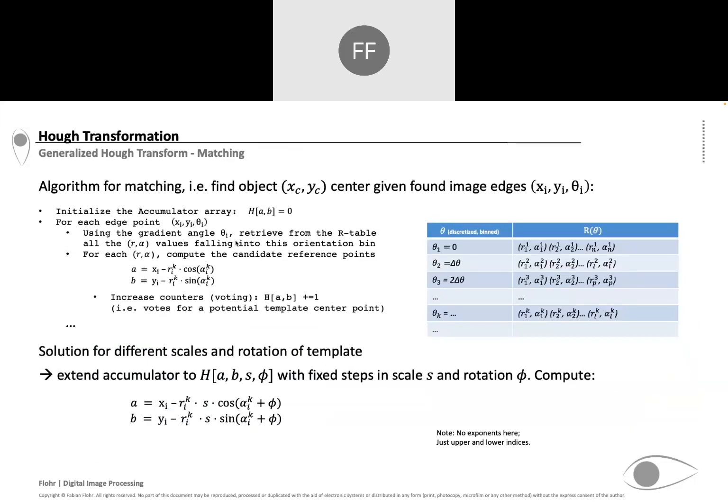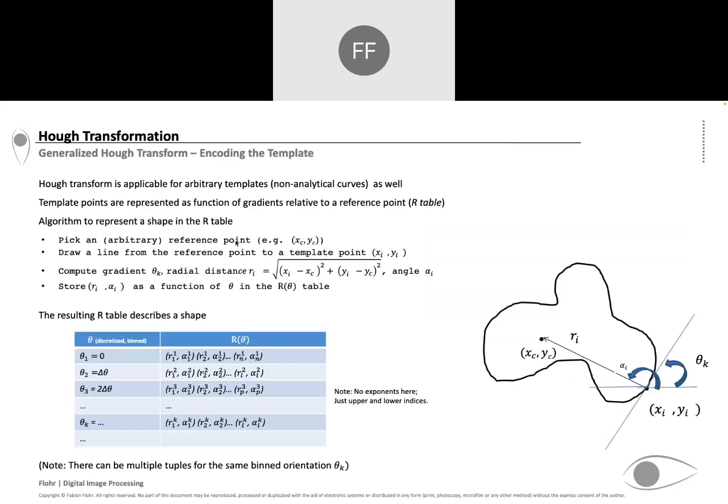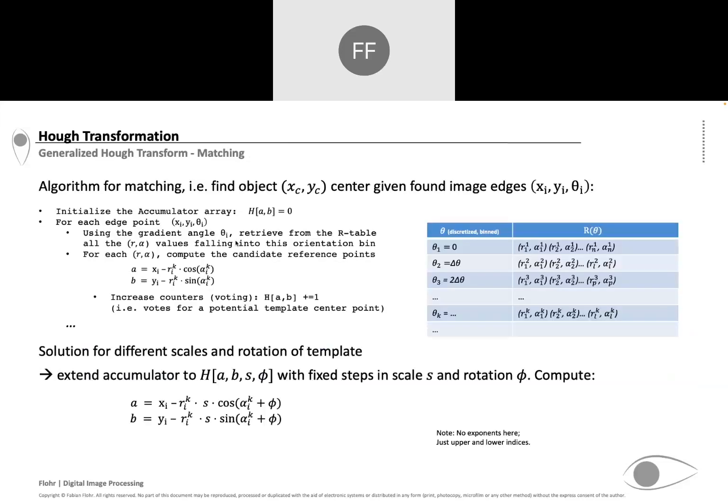And the algorithm for matching is then just, let's focus on one particular size of the object. So let's first focus on the template having exactly the same size as we have defined it here in the template. So we would like to find the same size of this template in our image again. And then I get my features again in the images, my feature edges, which are X, Y, and theta, right? And now I'm using the gradient angle theta to retrieve from the R table the R and alpha tuples that I have stored before from the template.